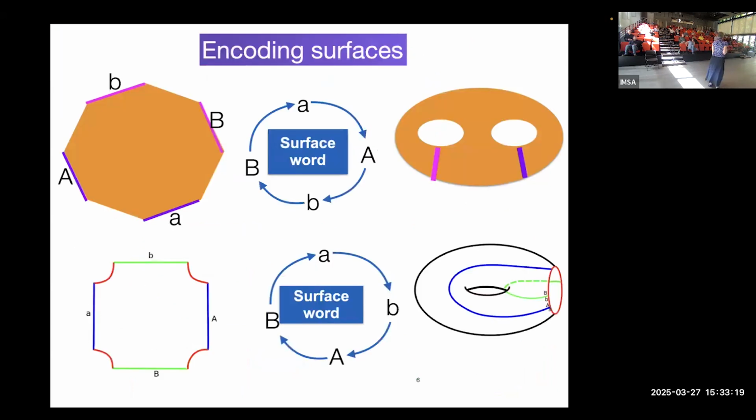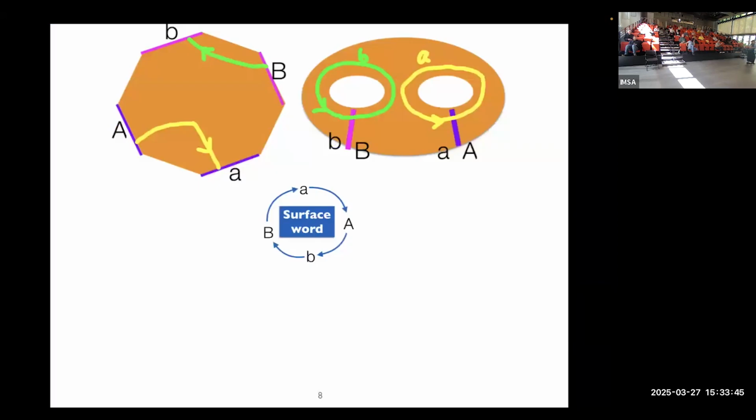Here I have two different surfaces. I need the same alphabet to encode both, but as you see, they have different words. The pair of pants has A, A, B, B, and the torus is A, B, A, B with appropriate capitals. The surface words know how the curves intersect, and I'm going to tell you what they know about it. So now we're going to look at curves.